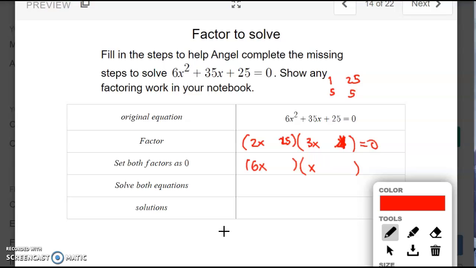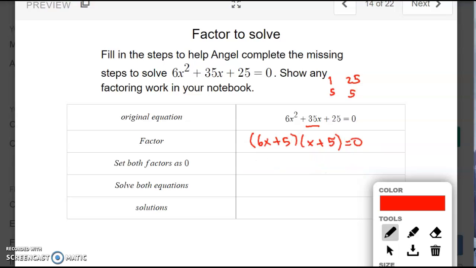Okay, now I'm going to try 5 and 5 here to begin with. That's 5x, and 5x times 6 is 30x. So 5x plus 30x is indeed 35x. So I found my numbers. So that's going to be 6x plus 5 and x plus 5.